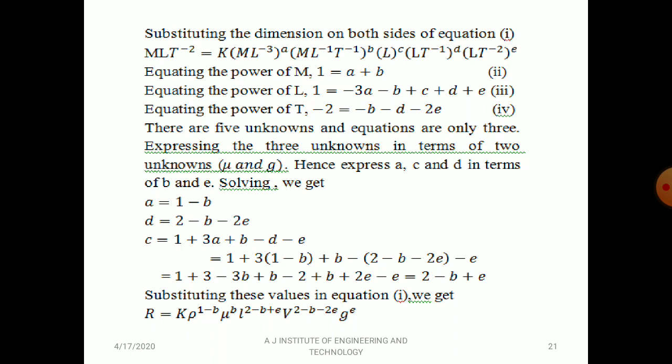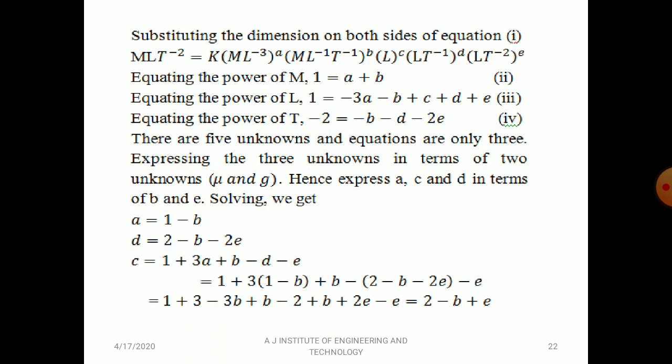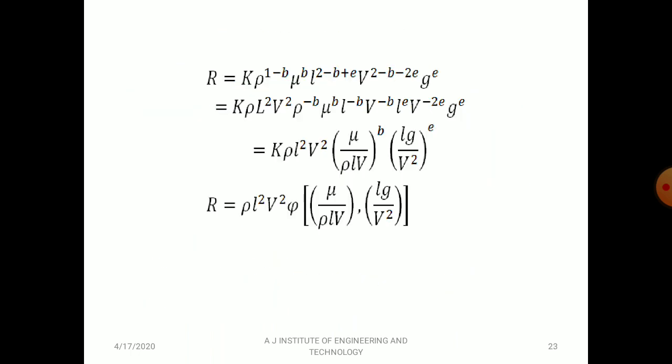So next, substituting these values in equation 1, we get R equal to K into rho to the power 1 minus b into mu to the power b into L to the power 2 minus b plus e into V to the power 2 minus b minus 2e into g to the power e. Now next step, we have to split up the term. So R equal to K into rho to the power 1 minus b into mu to the power b into L to the power 2 minus b plus e into V to the power 2 minus b minus 2e into g to the power e.